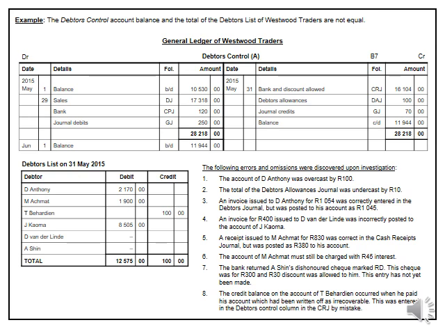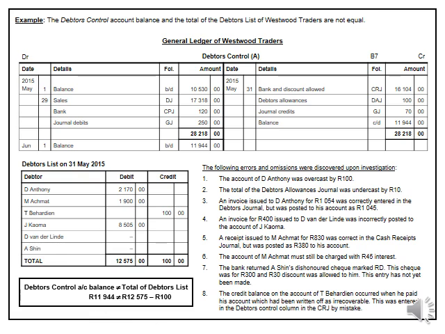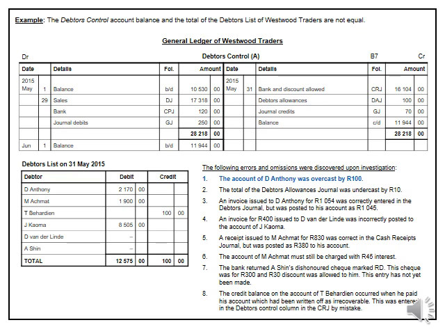2015. If we now compare the balances, the balance of the debtors control is 11,944, and the list debits is 12,575 minus the credits 100 means it's 12,475, which is not equal. And then they gave us a list of errors and omissions that were discovered upon investigation. So let's look at the first one.